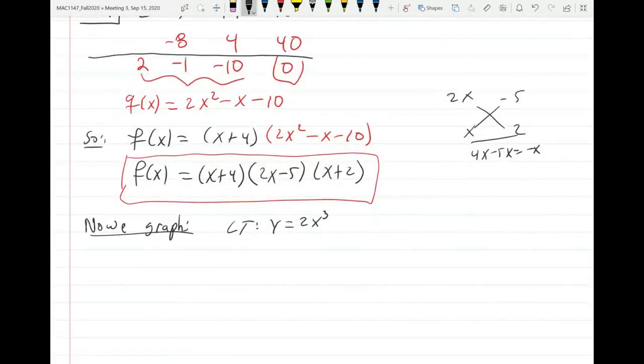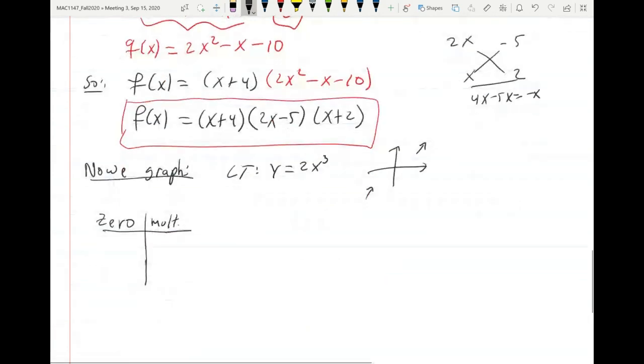So that's 2x cubed. That already tells me that we're going to begin down here in quadrant 3 and we finish in quadrant 1. So we know the end behavior. We come from down here and finish up there. Okay. Next, we need to know the zeros and the multiplicities.